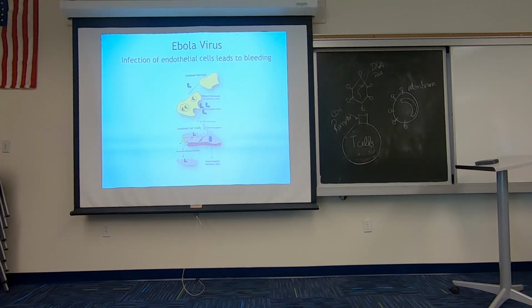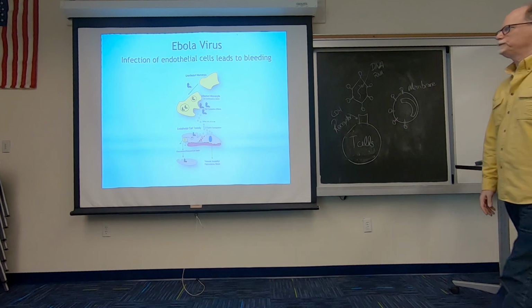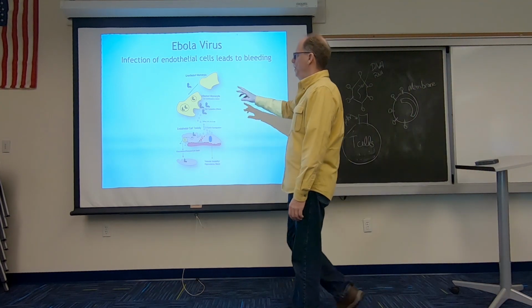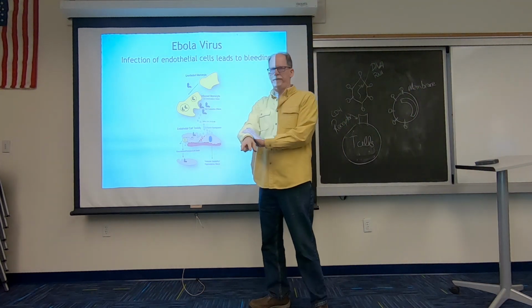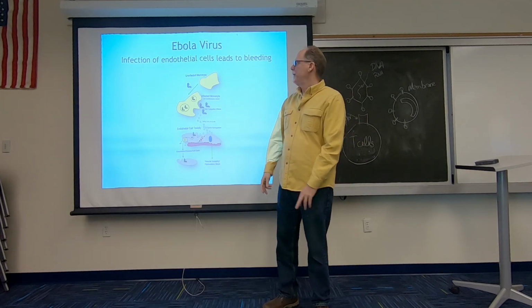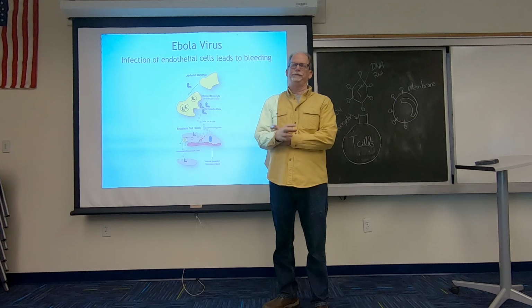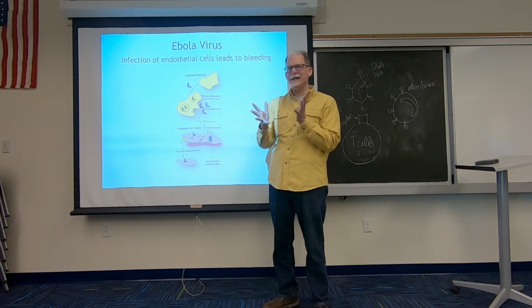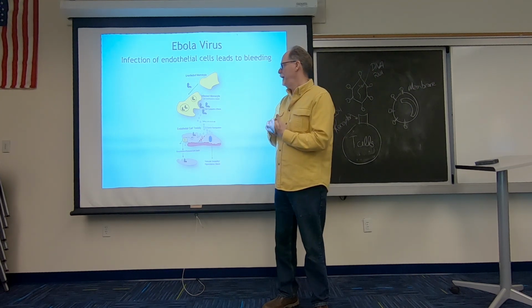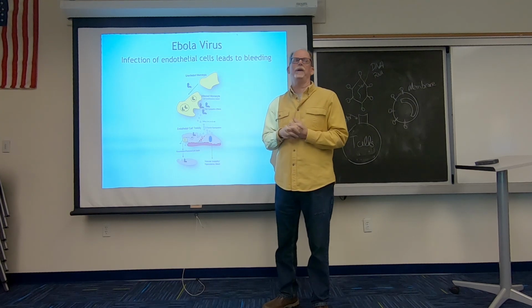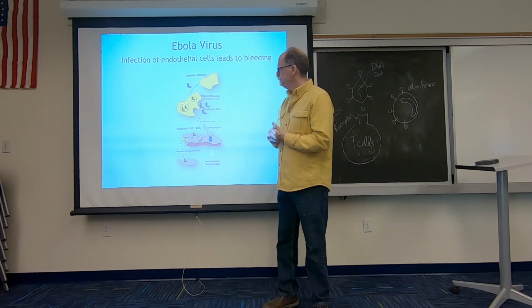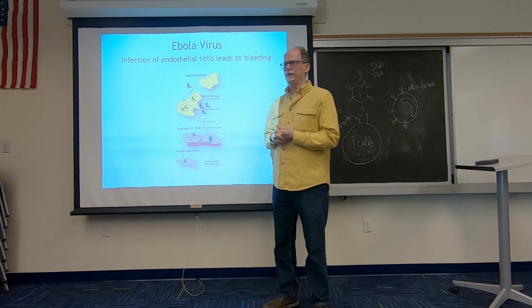So endothelial cells, those type of cells are found in our blood vessels. If too many of them die, then the blood vessel gets leaky and you start bleeding from all sorts of places. And that's what can kill you within a couple days.